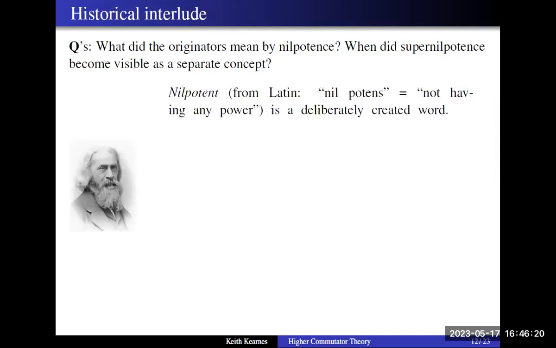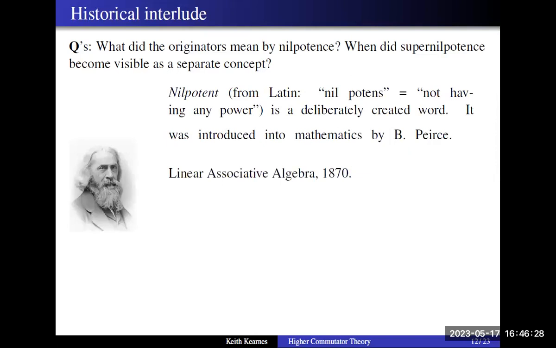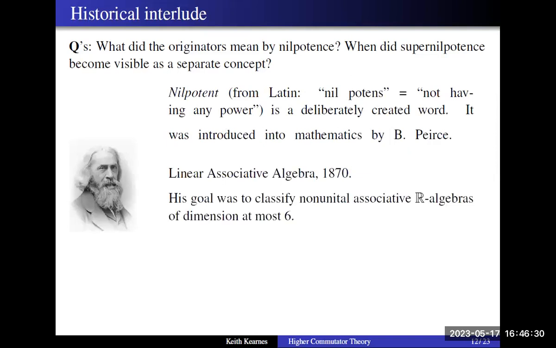So the word nilpotent means not having any power, and it was created by Benjamin Peirce in a book from 1870. He was interested in algebras, and he was interested in when a power of an element becomes zero. He called that nilpotent. So he introduced the word into mathematics.